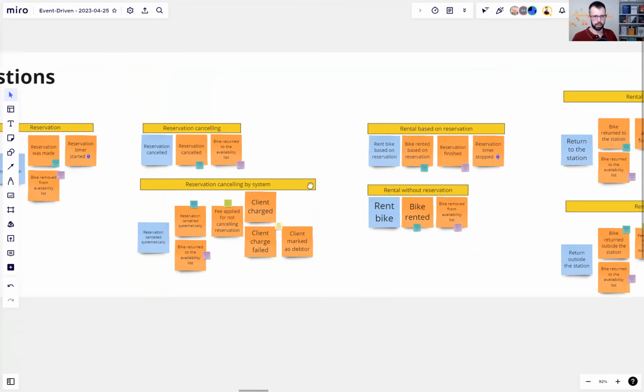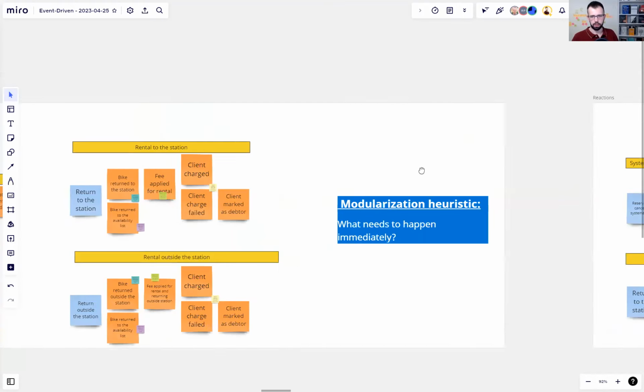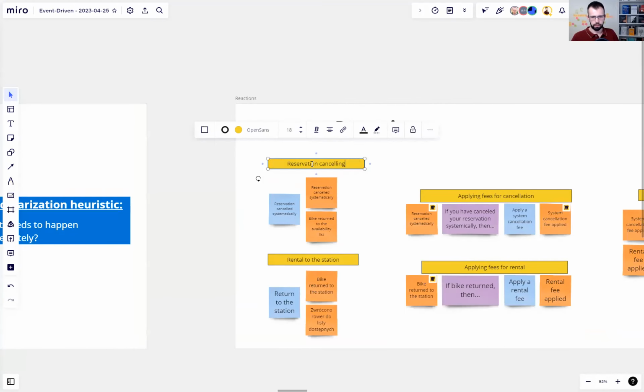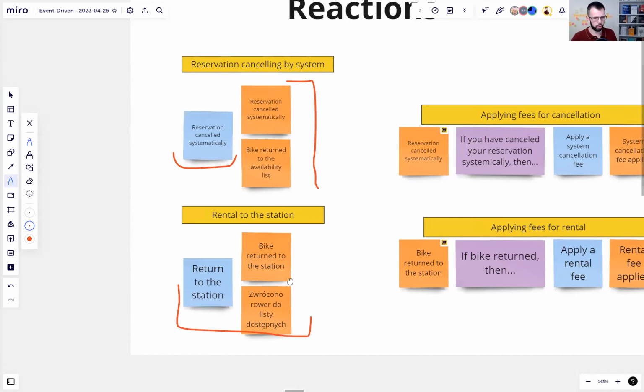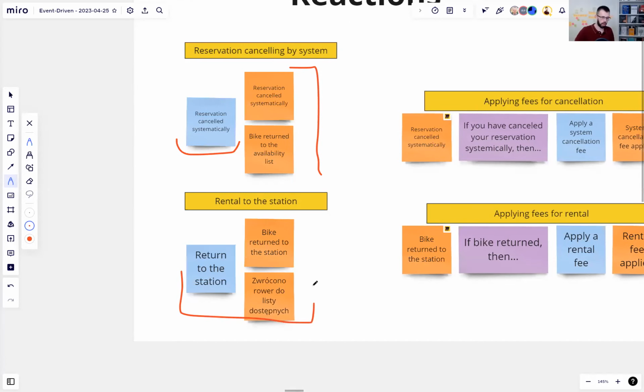Yeah, and once again, I'll show only a part of this event because they are not all needed here. So we could have the parts that are transactional. We have reservation canceled, and we have two events there, or the return to the station, and then two events created based on that.